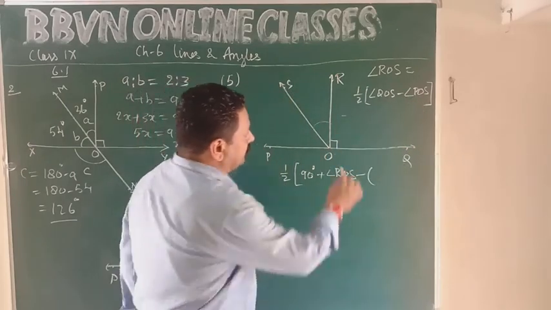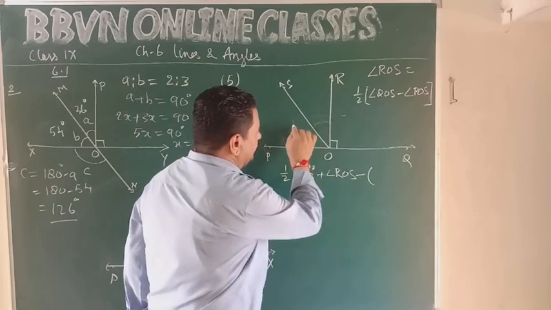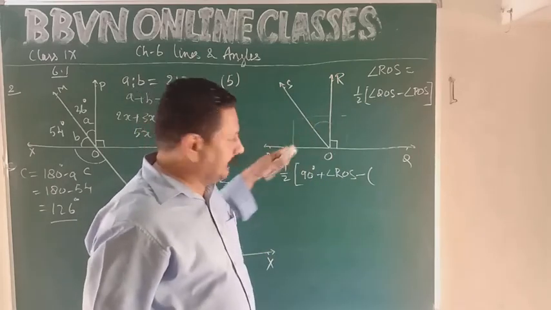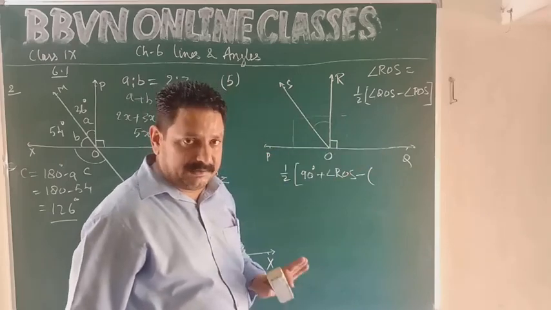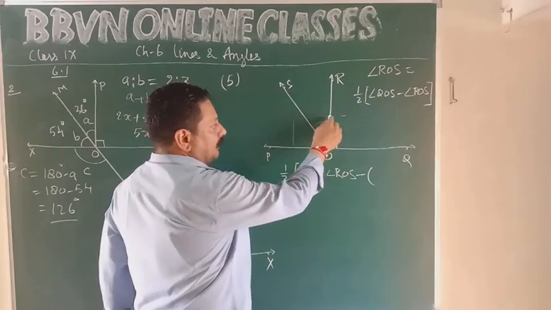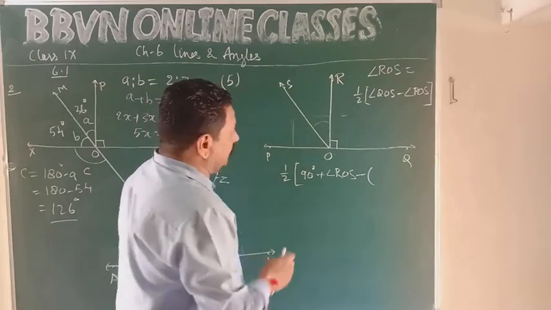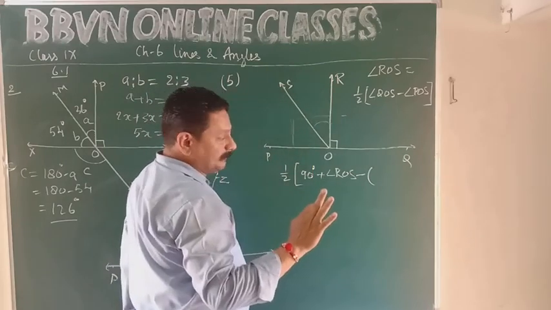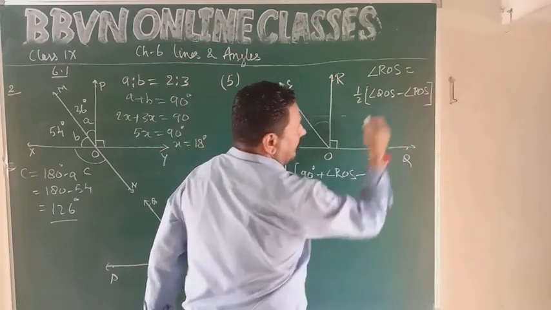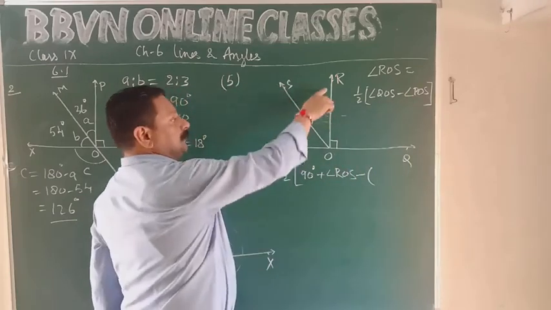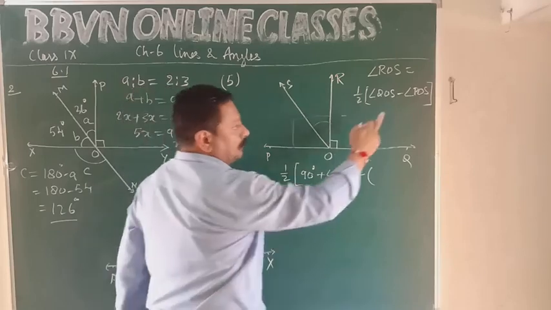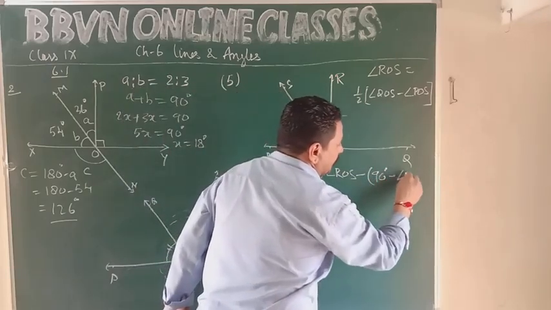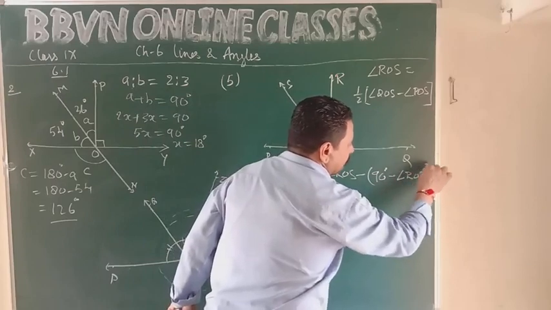Okay, children. See, if this is 90, this will also be 90. Right? Because they form a linear pair. POQ is a straight line, 180 degrees. So this is 90, then this angle is also 90 degrees. It means angle POR is 90 degrees. So I have to write angle POS in terms of angle ROS. So POS can be written as 90 degrees minus angle ROS.